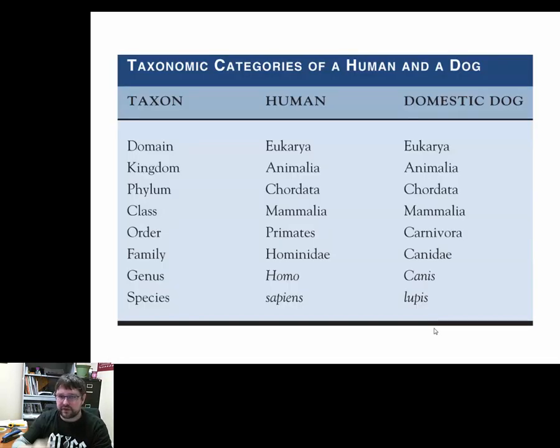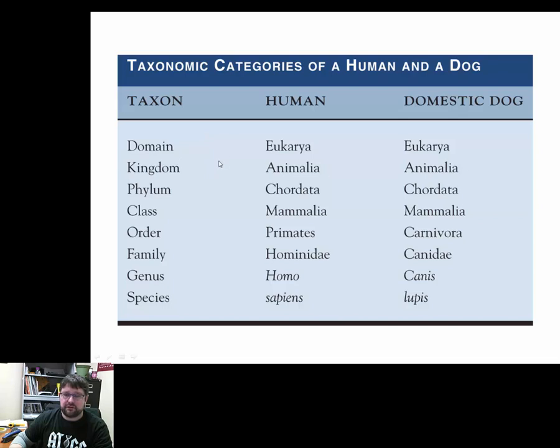Okay? So again, taxonomic categories, we've kind of talked about this before. When we're talking in animal biology, we're going to be dealing with Eukarya. So eukaryotes, remember, they have true nuclei and membrane-bound organelles. Okay, so that's what fits them into that kind of domain. All Animalia have that.